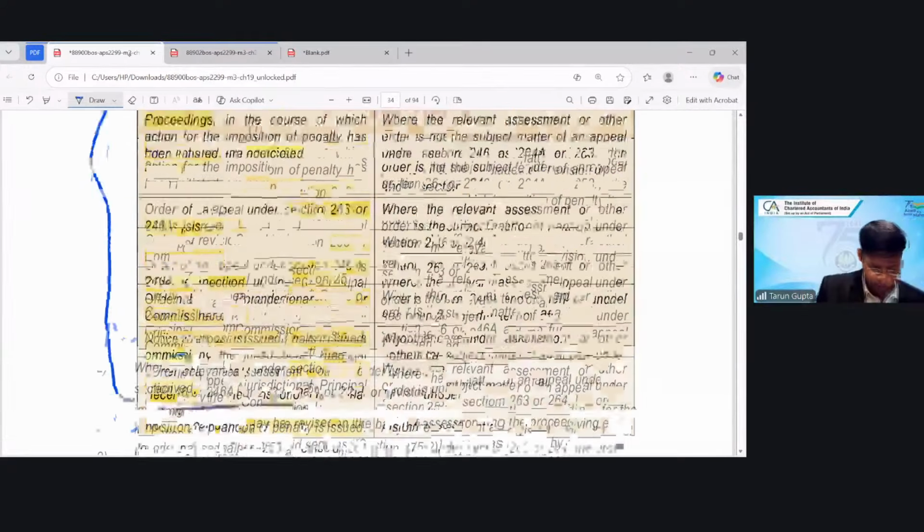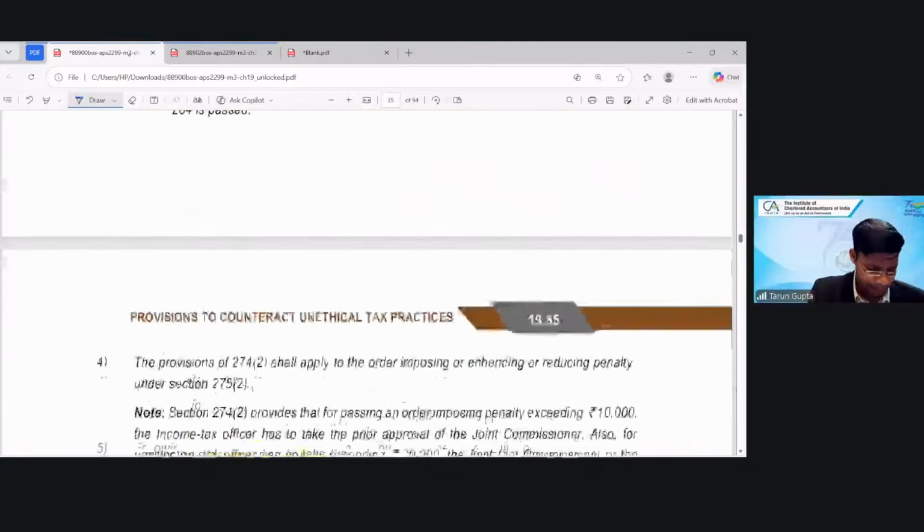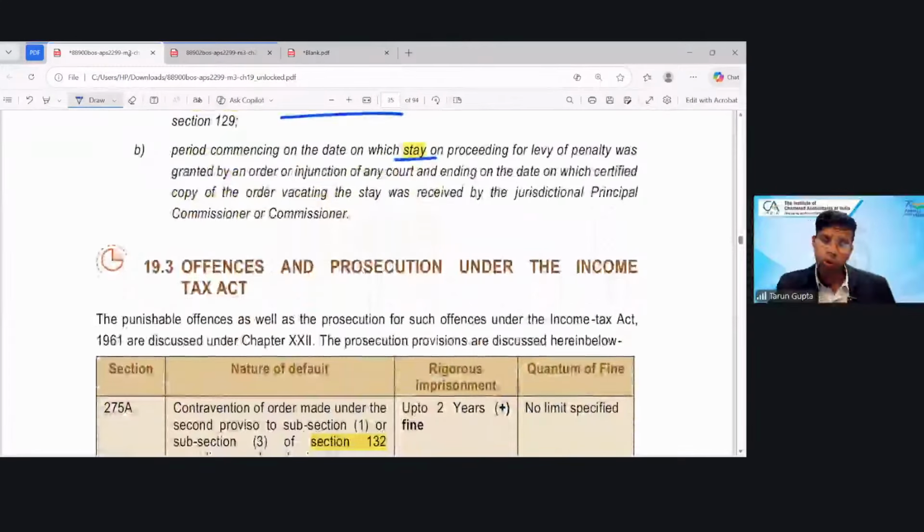Section 275(2) only says that if the order is passed without waiting for the order of the appellate authority or the revisional order under 263, 264, then this penalty order has to be revised subsequently in accordance with the order passed by the CIT(A), the ITAT, or the CIT under section 263, 264, as the case may be. While computing this period of 6 months, the time taken for giving an opportunity under section 129 is to be excluded, and the time during which the proceedings were kept on stay is also to be excluded.